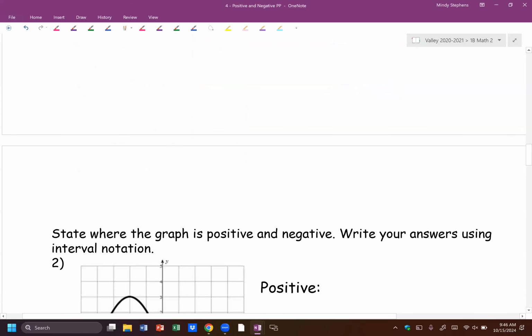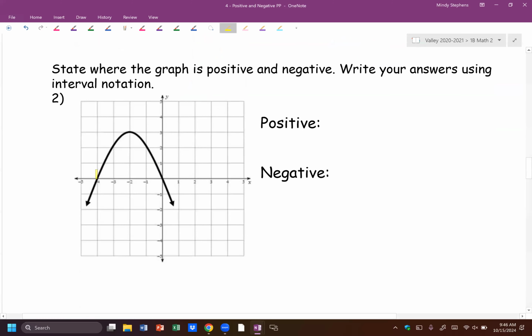Number 2. So this piece here is positive. All of that's positive. It's above the x-axis. This piece and this piece are both negative because they're below the x-axis. Then we start left to right, naming our answer. So the first piece is negative on the left, and it has an arrow, which means it goes forever. So it goes from negative infinity, and it goes till we hit this spot right here, which is at -4.